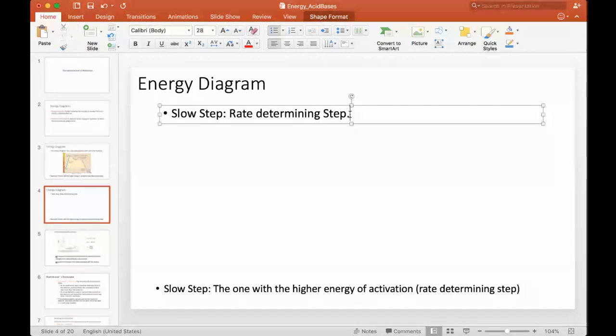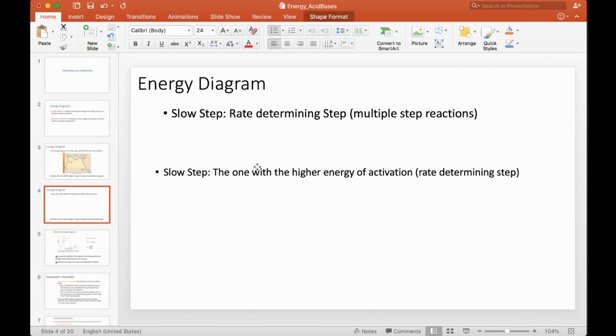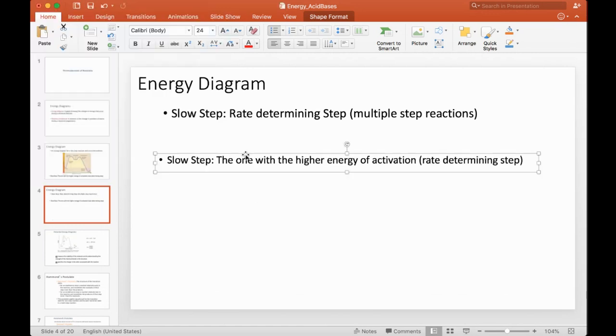Okay, so obviously when you have multi-step reactions, if there is only one, that's it. And why is that important? Well, that's important because, okay, we have a reaction with potentially 3 different products.